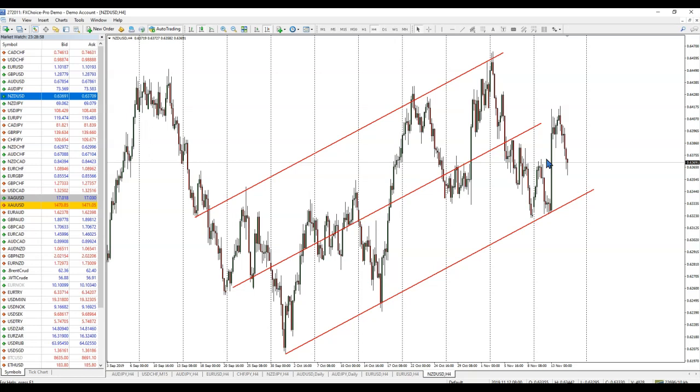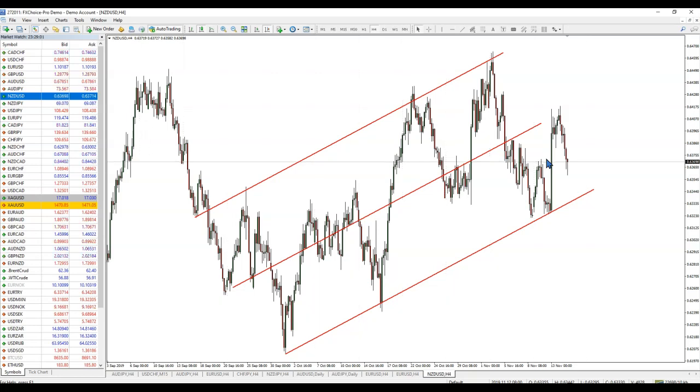It's so much easier than using a bunch of different indicators. Sometimes indicators are confusing, like moving averages and RSI. Sometimes they go hand in hand, but you can use them as a tool to simplify your trading.